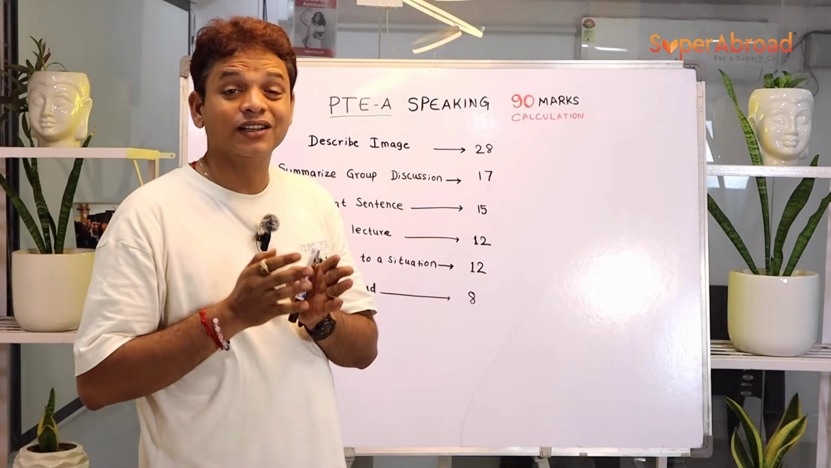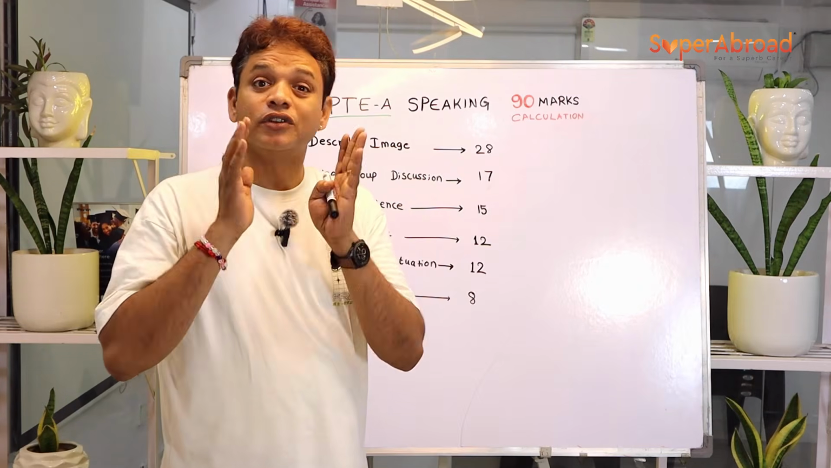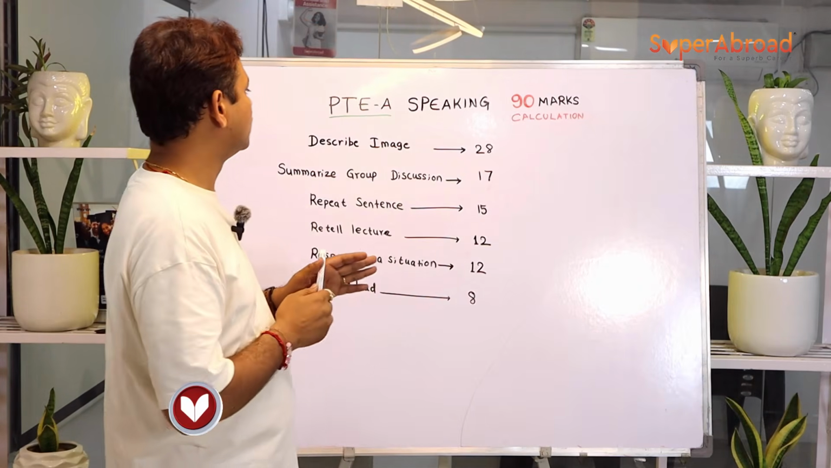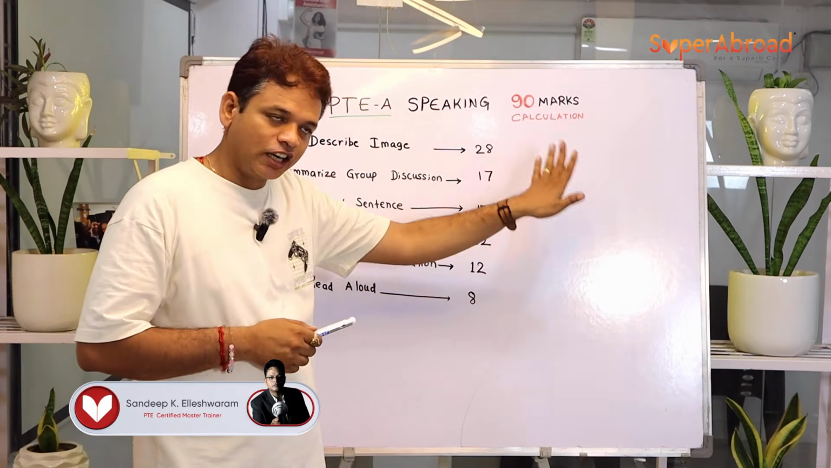Now I'll present you the 90 marks calculation of the speaking module. Let's have a look. PTE Academic Speaking, 90 marks calculation.